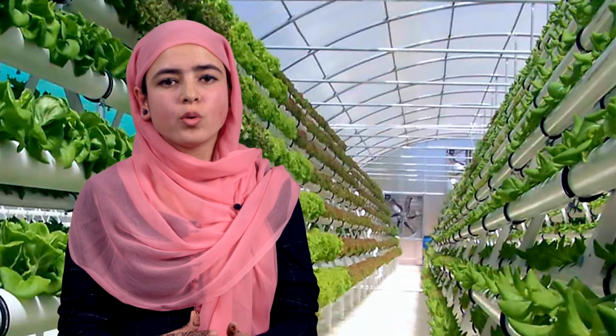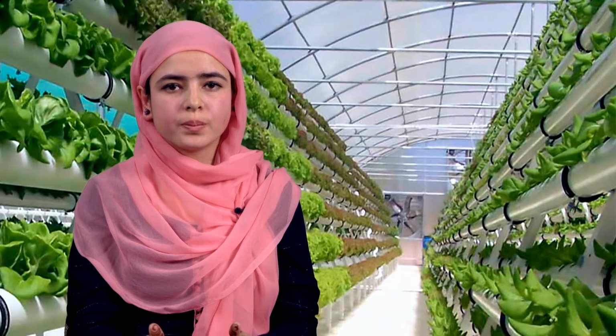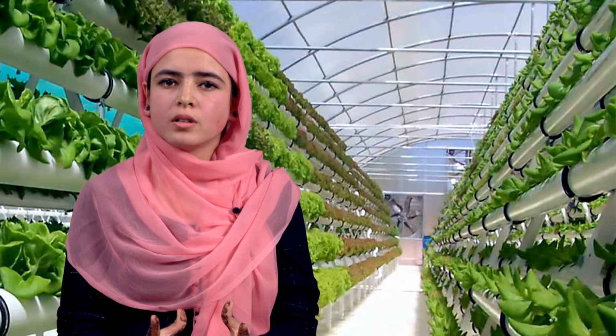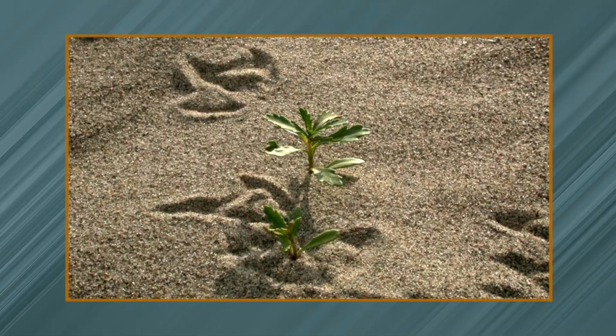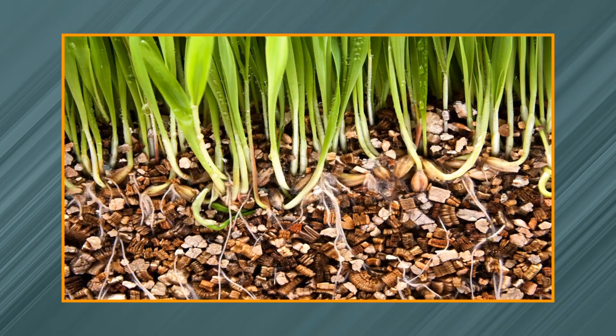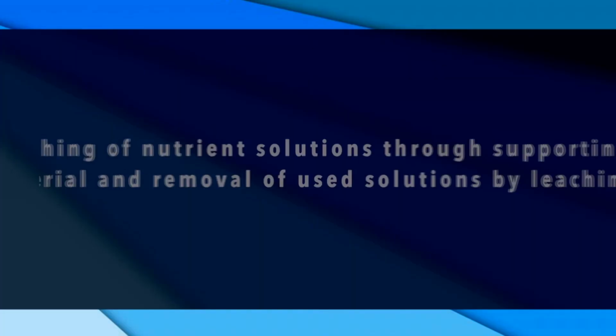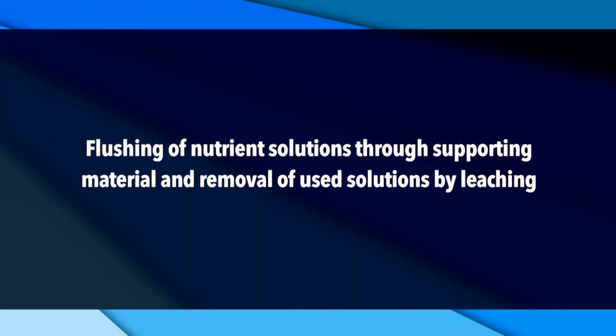different types of supporting materials can be used. As an example, plants can be grown in a supporting material such as sand, gravel, vermiculite or expanded clay, that is, kitty litter. This is followed by the flushing of the nutrient solutions through the supporting material and removal of the used solutions by leaching.